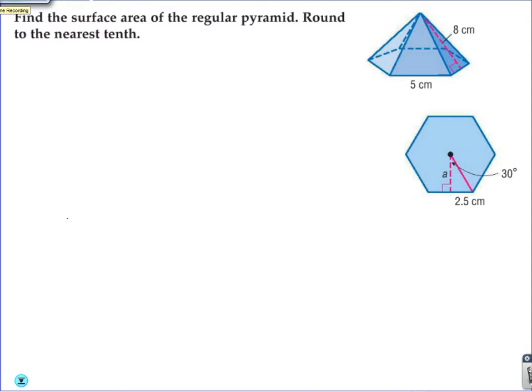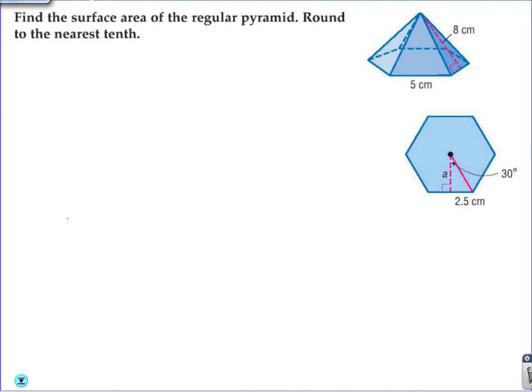Find the surface area of the regular pyramid. This is a hexagonal pyramid, and I don't like this. Think about what you got to do to find surface area. And some of you are not going to like what's over here. In order to find surface area, well, you got to find lateral area and you got to add on the area of the base.